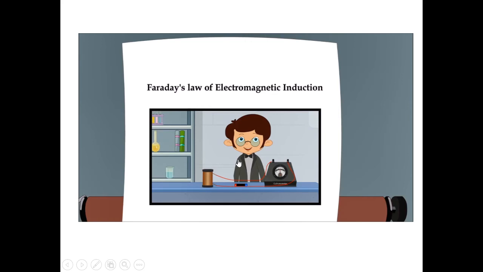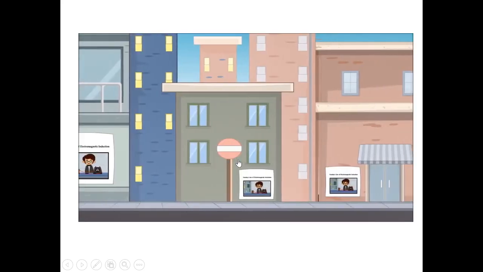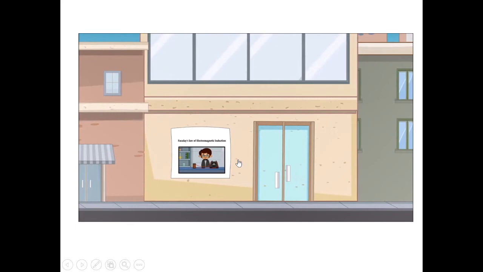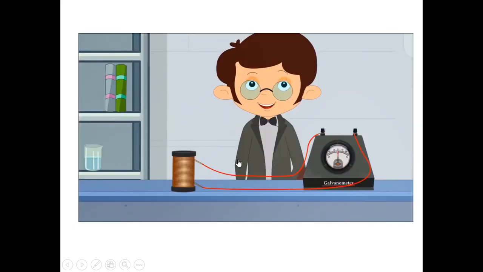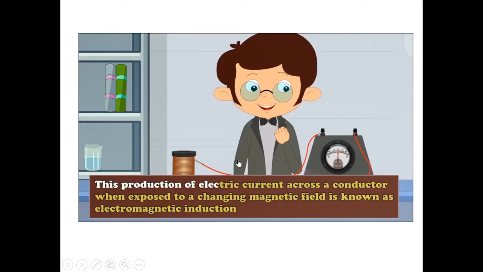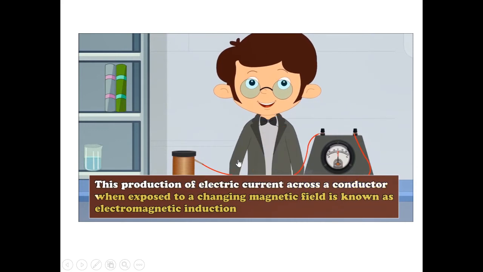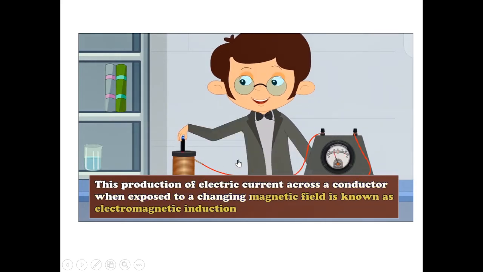Faraday's law of electromagnetic induction. This production of electric current across a conductor when exposed to a change in magnetic field is known as electromagnetic induction.